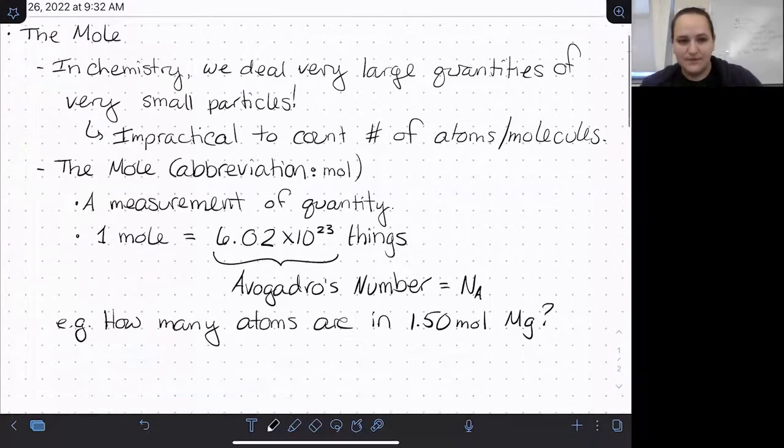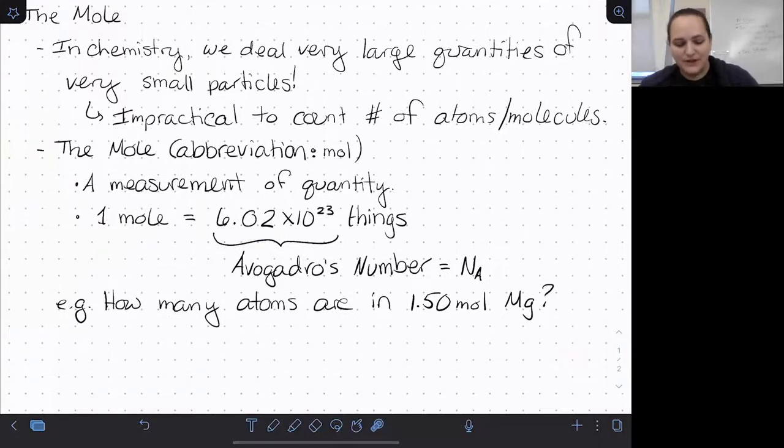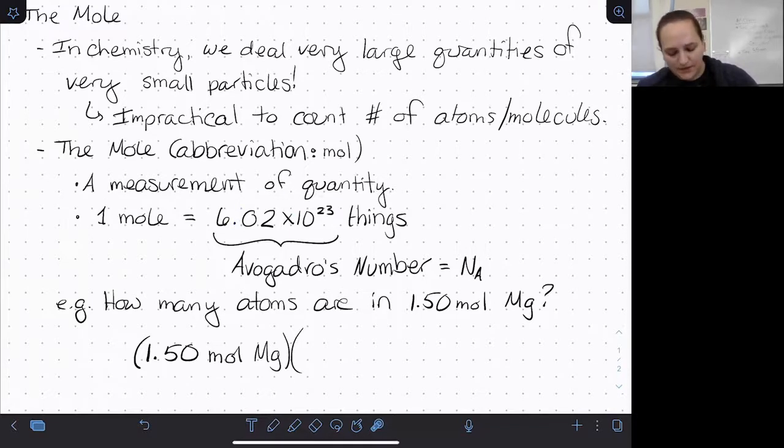Just like there are 12 things in 1 dozen, there are 6 times 10 to the 23rd things in 1 mole of something. So our things in this example is atoms of magnesium. So we just need to use our conversion factor of Avogadro's number. So 1.5 moles of magnesium. 1 mole is equivalent to 6 times 10 to the 23rd of whatever we're counting.